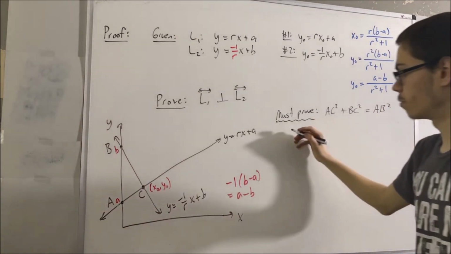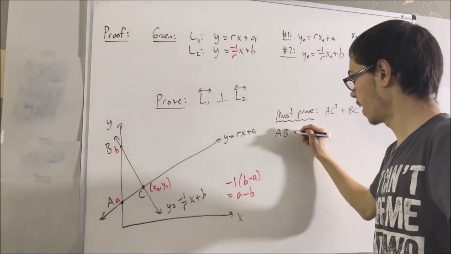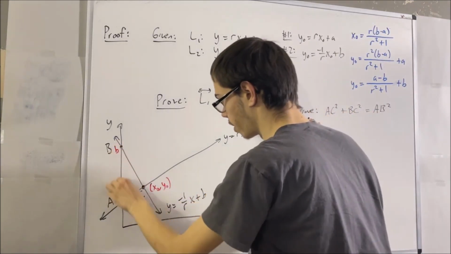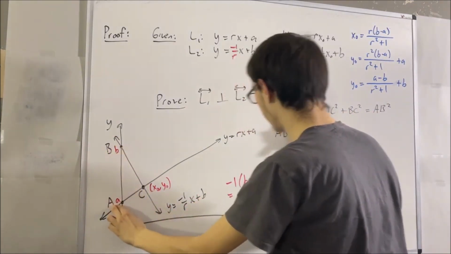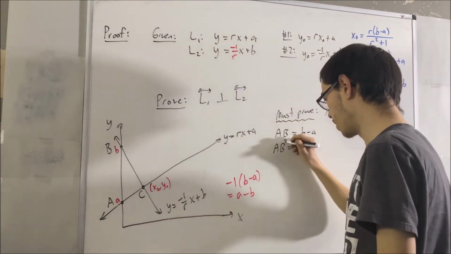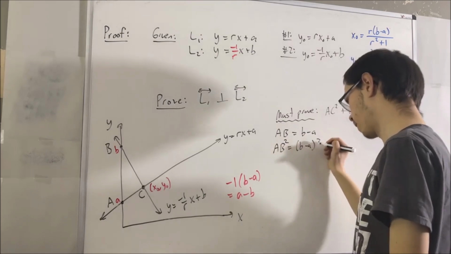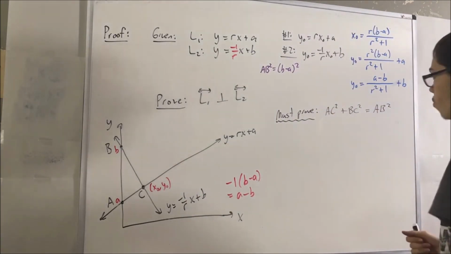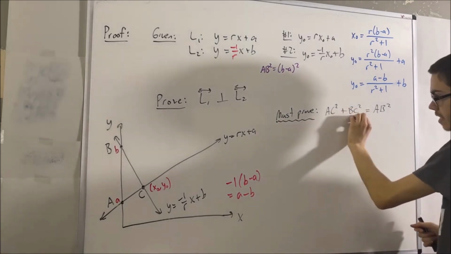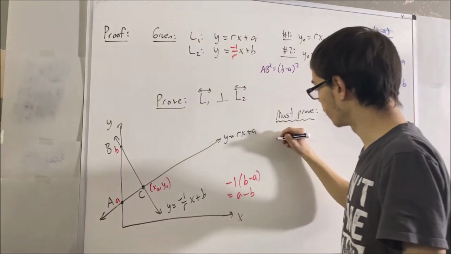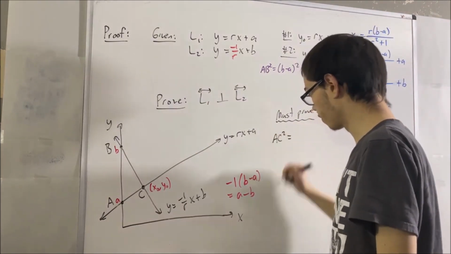AB is the easy one, right? AB is equal to this length right here, which is just the difference between the y values, b minus a. Therefore, AB squared is just b minus a squared. So now, we're going to evaluate AC squared and BC squared. These ones are a little different. Let's start with AC squared.